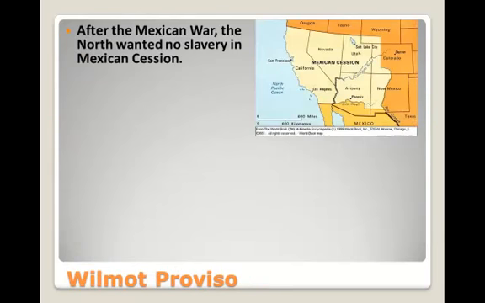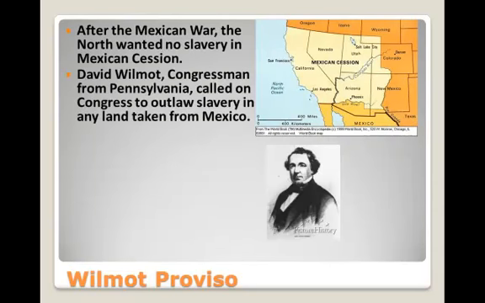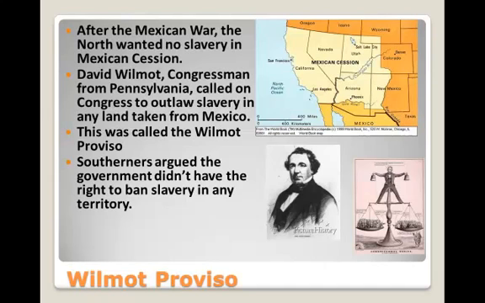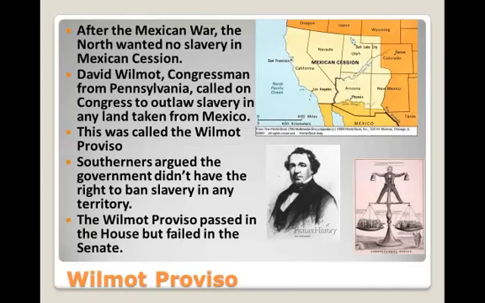After the Mexican War, the North had decided that they did not want slavery in the new Mexican cession land. So David Wilmot, a congressman from Pennsylvania, called on Congress to outlaw slavery in any land taken from Mexico. He called this the Wilmot Proviso, after him, of course. The Southerners argued that the government didn't have the right to ban slavery in any territory. So despite the fact that it passed in the House, it ended up failing in the Senate.